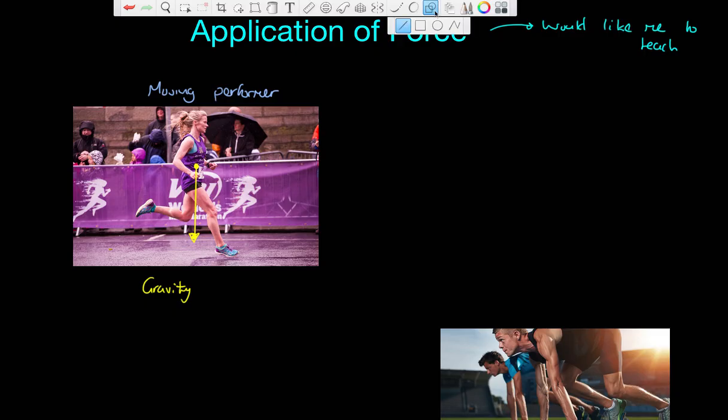Secondly, we choose another colour. Let's go for something green maybe. I'd like to show you air resistance. So I'm going to put an air resistance arrow, again from the centre of mass, something like that. So now I've got another arrow. You can call it a vector if you wish. And this one represents air resistance.